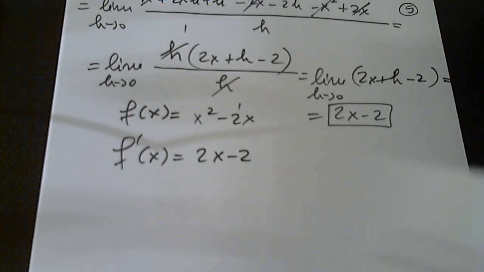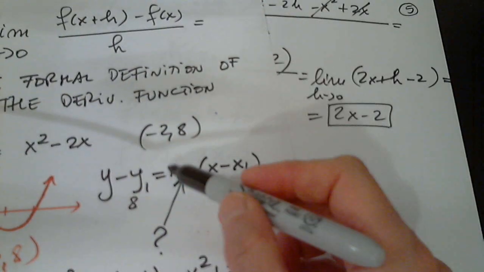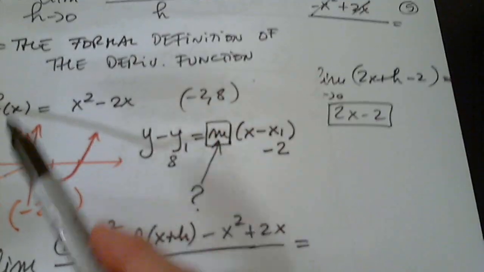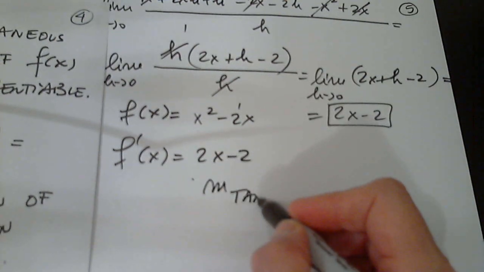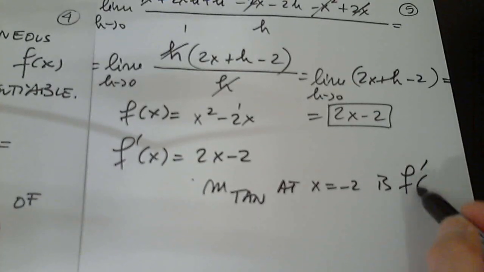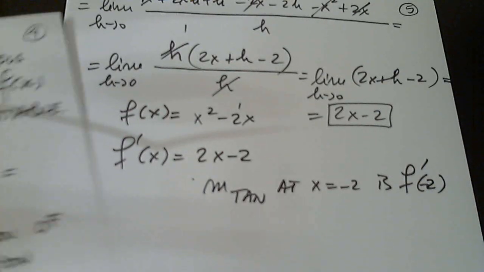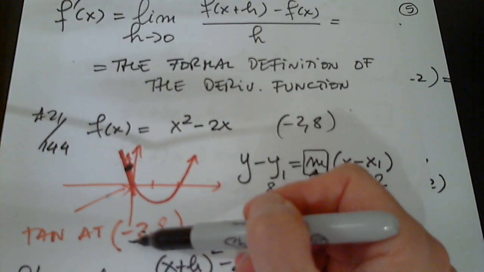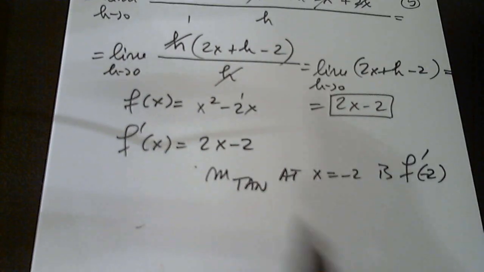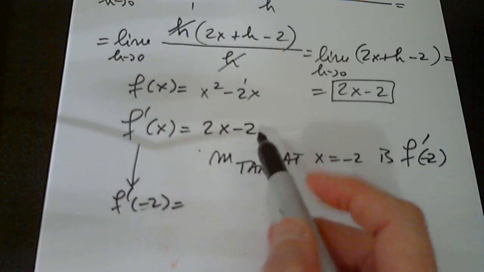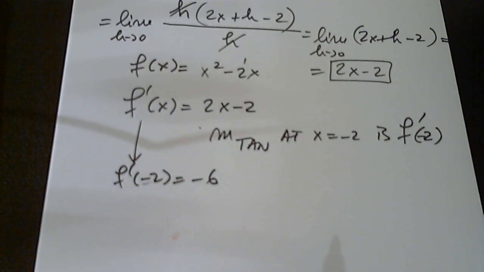So I'm back to this. I need to determine the slope. So at this point, right here, the slope of the tangent line at x equals negative 2 is f prime of negative 2. It is the derivative function evaluated at negative 2. So from here, f prime of negative 2 is negative 4 minus 2, negative 6.